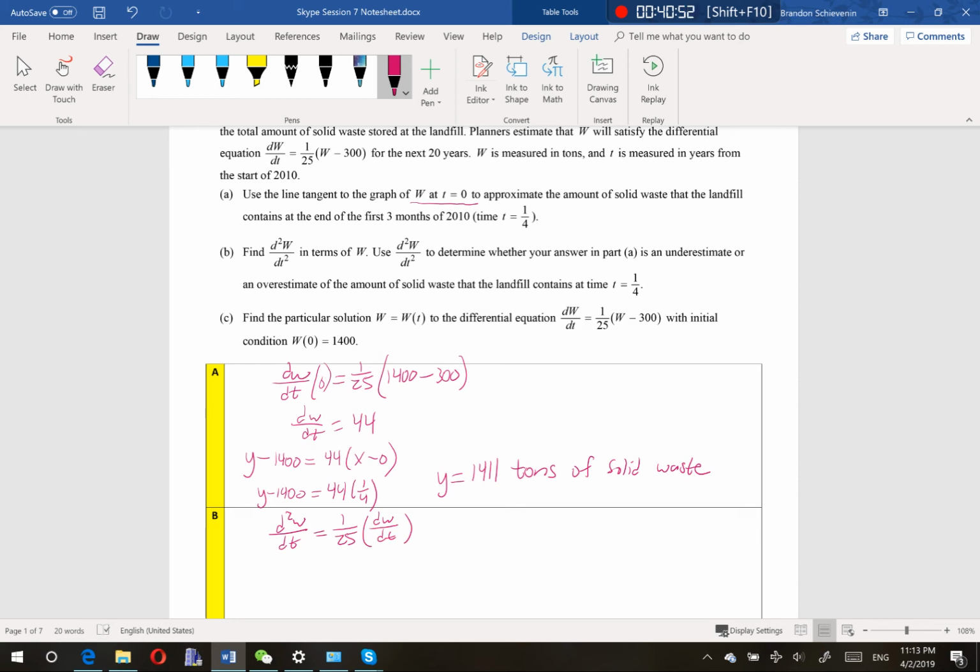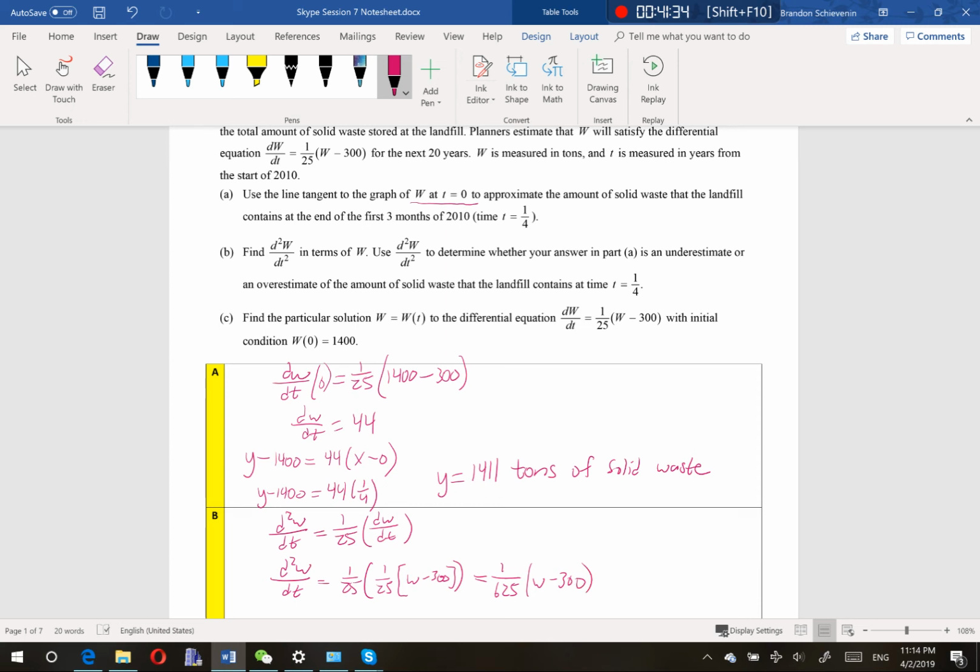We already know what dw over dt is, so I'm going to resubstitute for dw over dt. So the second derivative of w in terms of time is equal to 1 over 25 times dw over dt, which is 1 over 25 times w minus 300. 1 over 25 times 1 over 25 is 1 over what? 625. Cool. 1 over 625 times w minus 300. Okay, so we've got our second derivative.